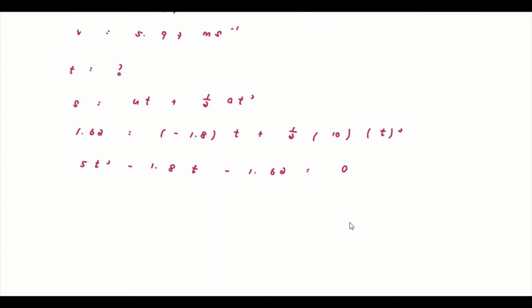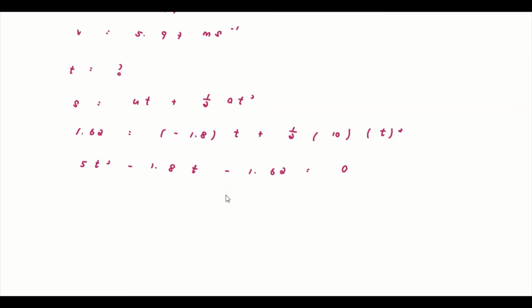Then t is what we want to find. Okay, so this is a quadratic equation. So you can get 5t squared minus 1.8t minus 1.62 equals 0. Okay, so in this case, we are now in mechanics.